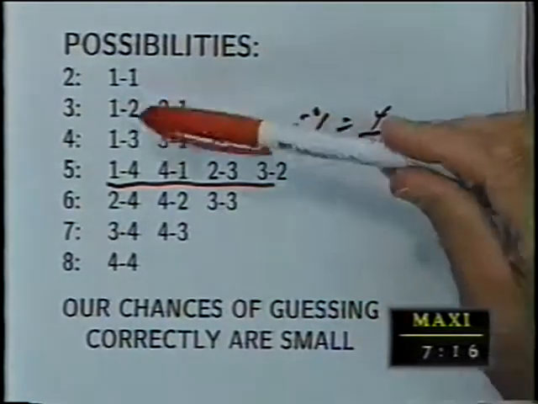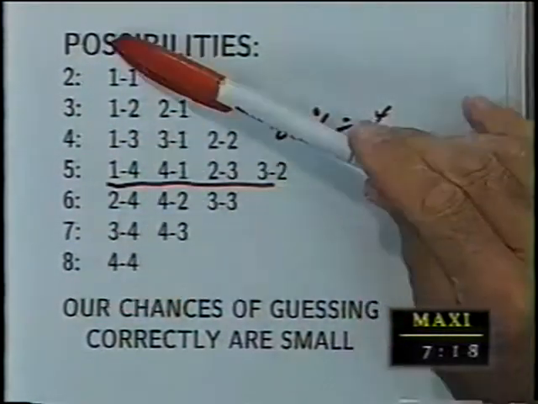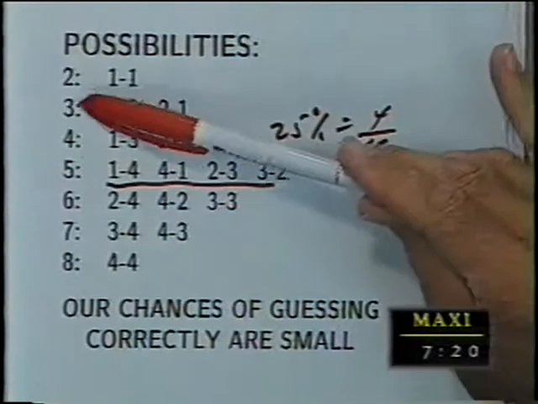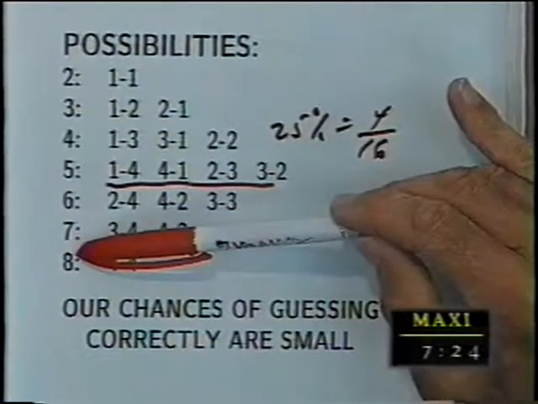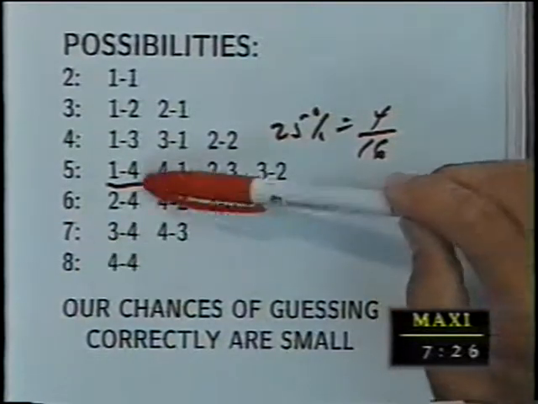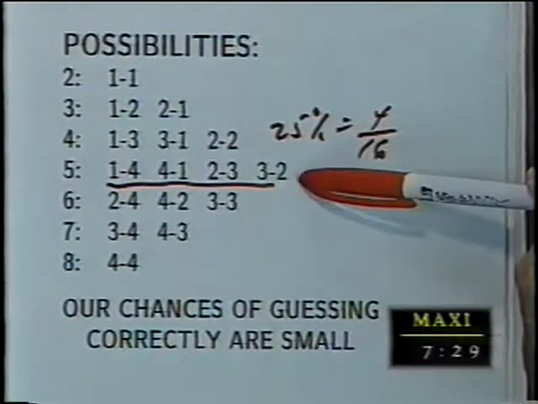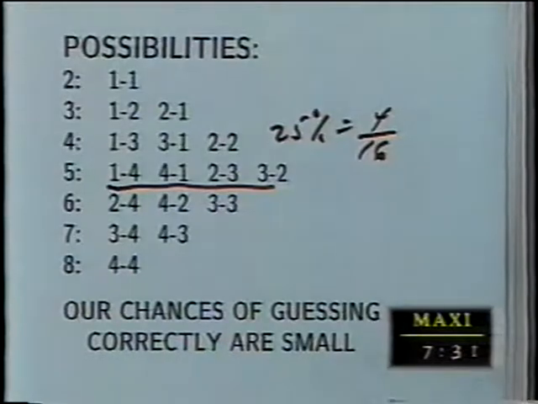So if I guess without thinking about this, I would guess one of these numbers, and then I'd be right 1/7, which would be about 15% of the time. But if I was smart, I'd pick 5 all the time, and I'd be right 25% of the time. So, in general, our chances of guessing are pretty small, 25%.